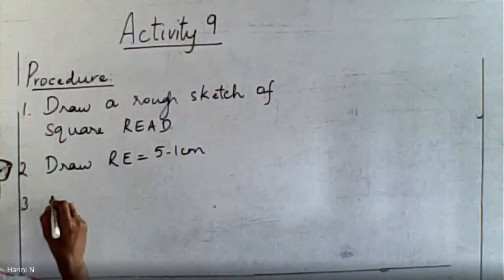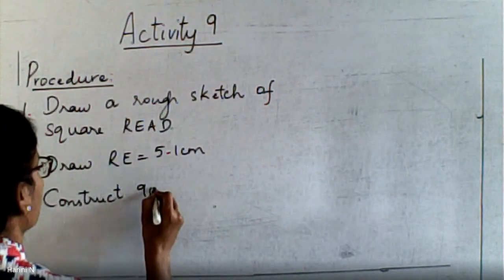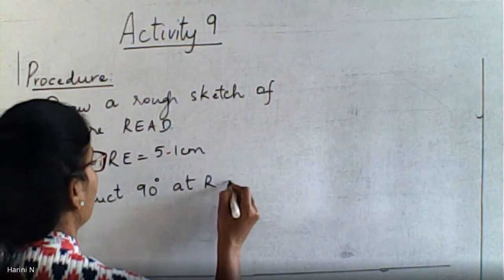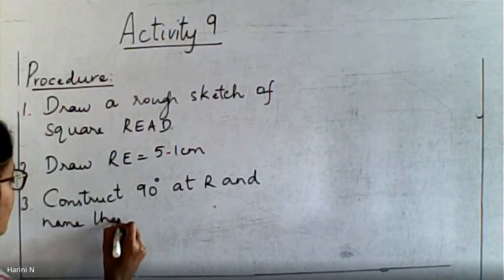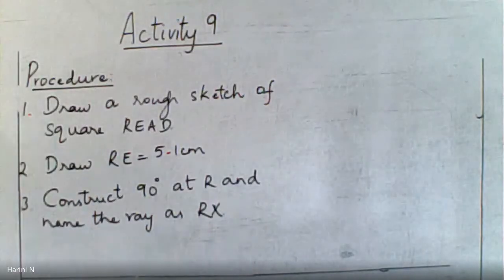At R, construct 90 degrees at R and name the ray as RX. So that was your first step.